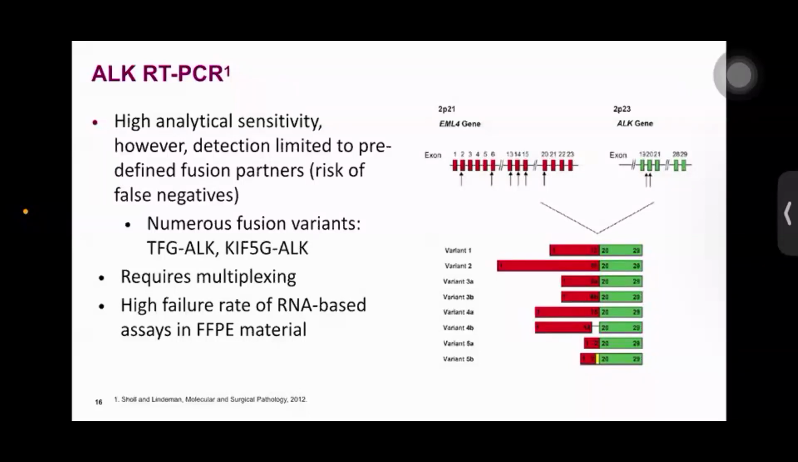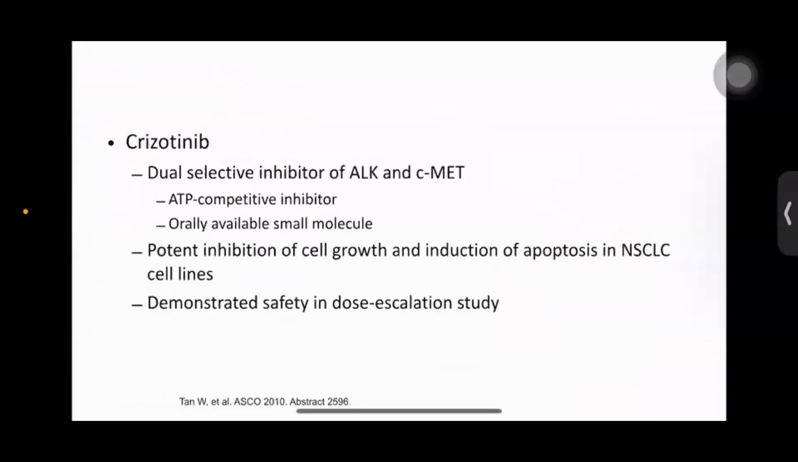PCR can also be done to identify ALK, but it would be limited only to the predefined fusion partners. ALK usually has multiple fusion partners. So by doing PCR, we'll be limited in our capacity to identify all the fusion partners of ALK. Or we can also do NGS testing, which can identify all the different mutations or the fusion partners of ALK.